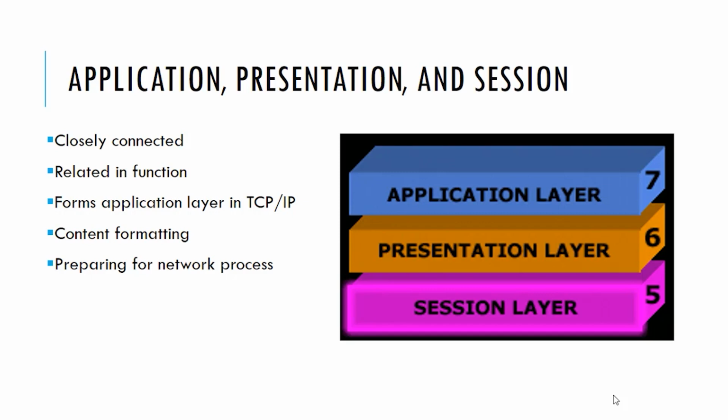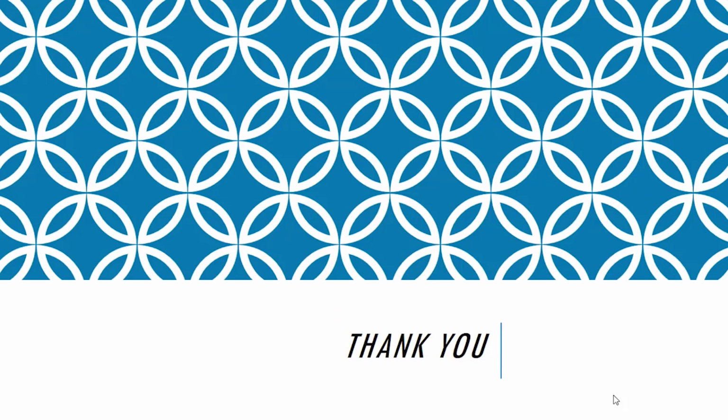Those 3 layers are responsible for content formatting, for formatting and representing and preparing the data being sent from the sender to the receiver. It's preparing for the network process, preparing for addressing, preparing for routing, and preparing for establishing the connection for the data to be transmitted through the network layers that lie down, starting from layer 4 until the physical layer in the ISO OSI model. By this, we have introduced those important 3 layers.